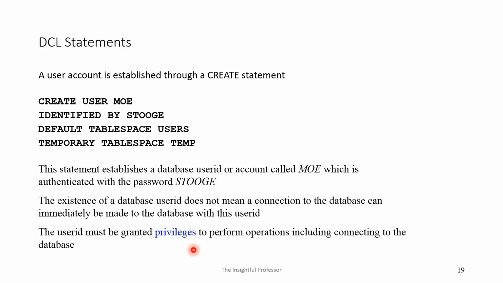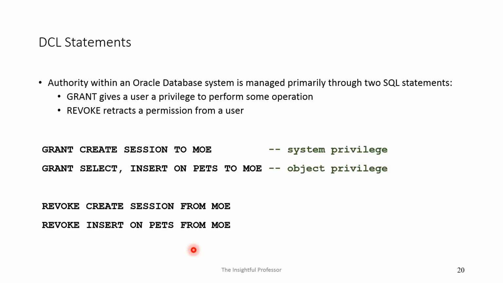Now, the privileges or permissions are going to be the next thing that we want to talk about, because this is how we're going to give the user authority to do things. These are data control statements called grant and revoke. Grant, you give permissions to a user or privileges to a user. Revoke, you retract those permissions or privileges from the user. There are two categories of privileges to be aware of in Oracle, what are called system privileges.